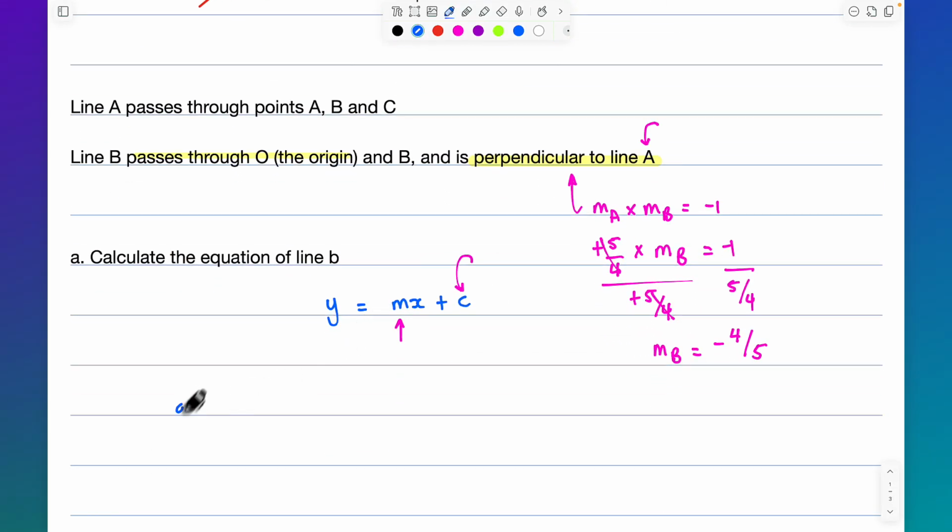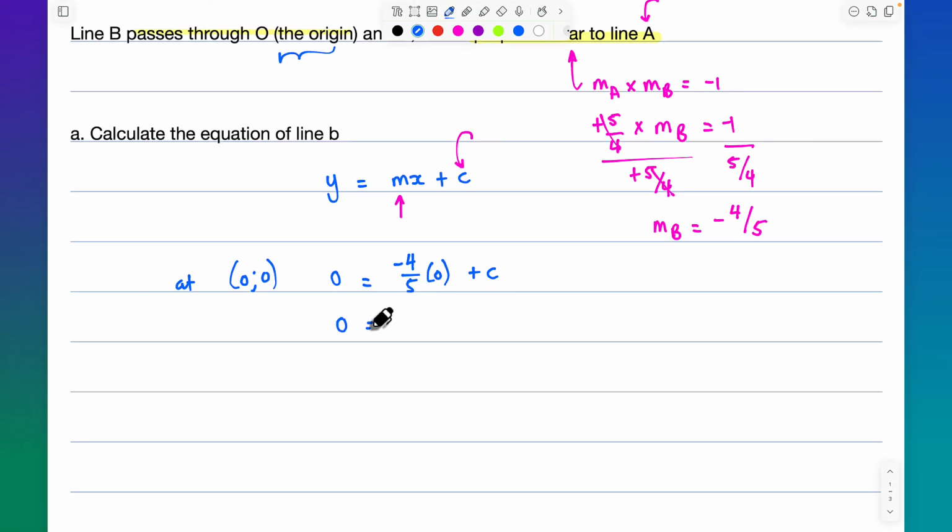At the point that we know, which is (0, 0), we're going to substitute the y value of that point, which is 0. That's equal to your gradient, which is -4/5, multiplied by your x value of the point, which is also 0, plus c. That's going to be 0 is equal to -4/5 times 0. Anything times 0 just gives you 0. If you substitute, that does give you c is equal to 0.